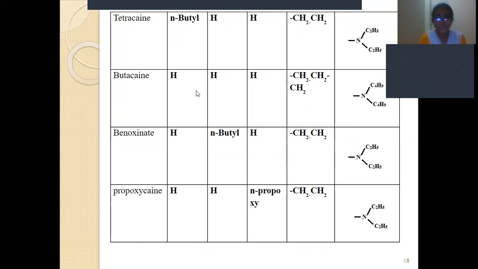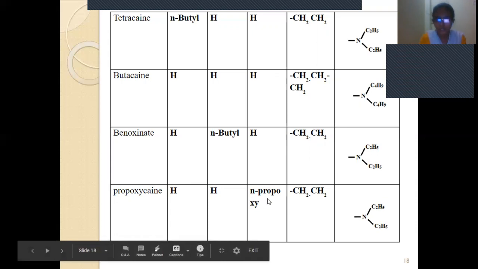Next, butacaine in R1, R2 and R3 positions hydrogen groups are attached. In R4 position 3 carbon atoms are there, means propyl. And here how many carbon atoms are there? 4. So how many are there? 2. So it is dibutyl amino. Next, benoxinate in R1 position hydrogen, R2 position butyl, and in R3 position hydrogen atom is attached. In R4 position ethyl, and in R5 position diethyl amino is attached. Next, propoxycaine, R1, R2 hydrogens, and in R3 position propoxy, R4 position ethyl, R5 position diethyl amino is attached.